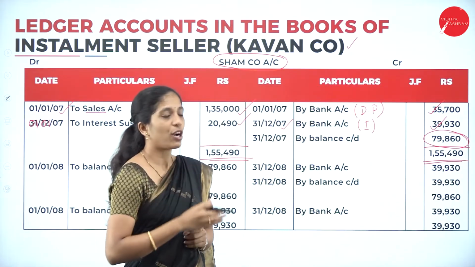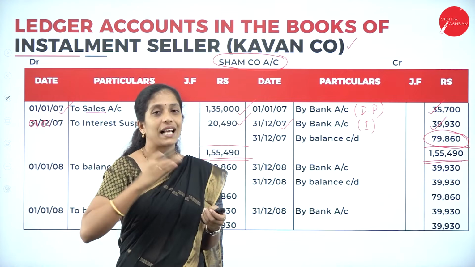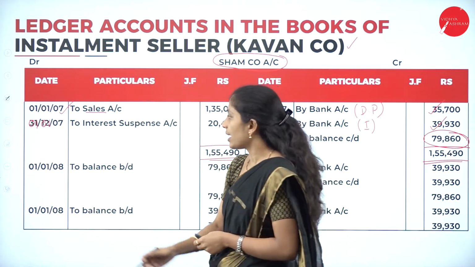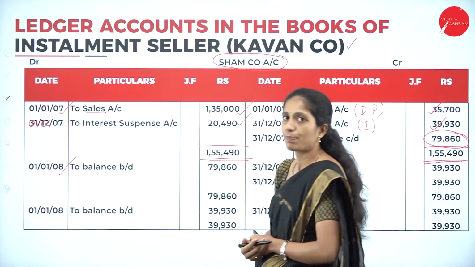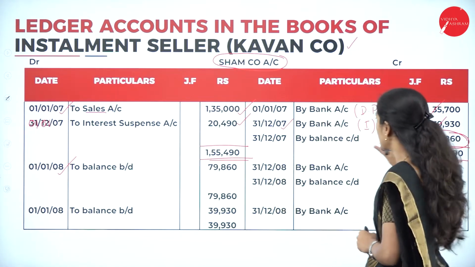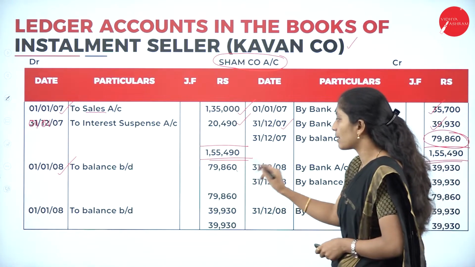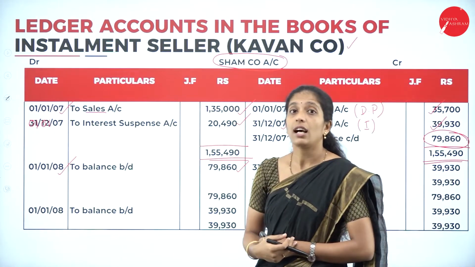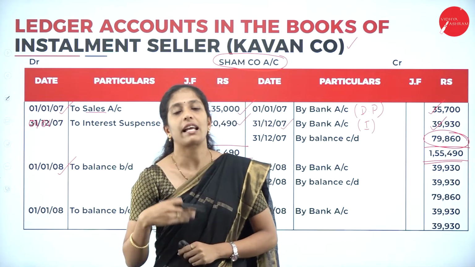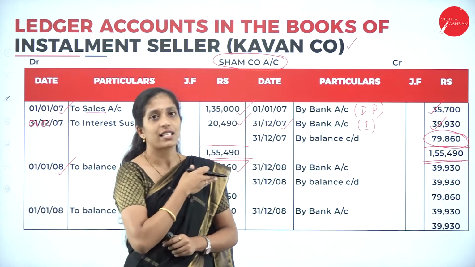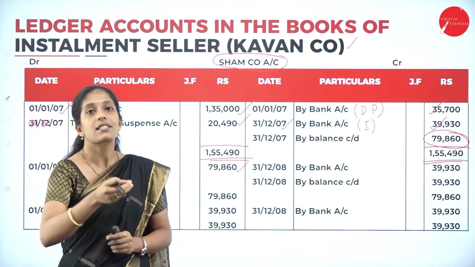79,860. So this amount has to be carried down to the next year. For the next year, 1/1/08, to balance brought down. Whatever the amount you have carried down here, that is 79,860, bring down that balance. Now, from the second year, we'll start the entry from interest due. Interest due does not come here, only the next installment received.